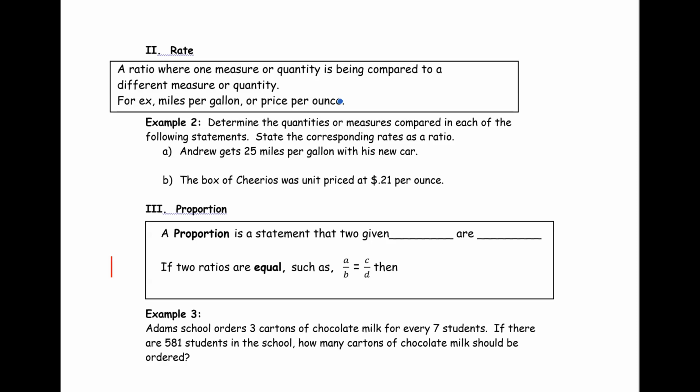So Andrew gets 25 miles per gallon with his new car. If I were to write this as a ratio, it would be 25 miles per 1, and actually, let me write the units. 25 miles per 1 gallon of gas. The box of Cheerios was unit priced at 21 cents per 1 ounce.